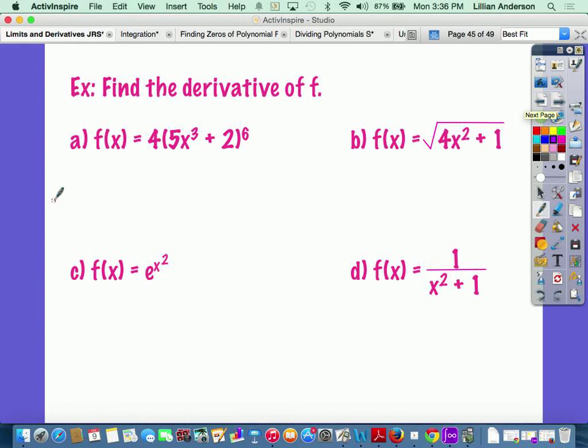Okay, here, let's see if we can pull out the two functions. Actually, I'm going to label them u of x and v of x so we can fit the formula. U of x is going to be 4x to the 6. V of x is 5x cubed plus 2. Think about it. I have to put v inside of u, so I have to put the 5x cubed plus 2 inside of the x in 4x to the 6 to get the composite. Okay? So I take the derivative of u.